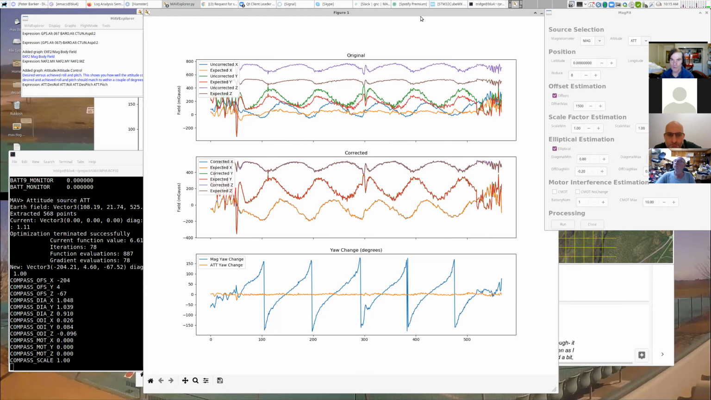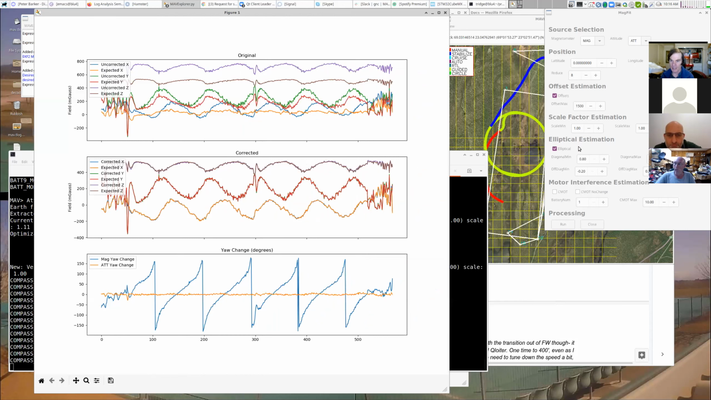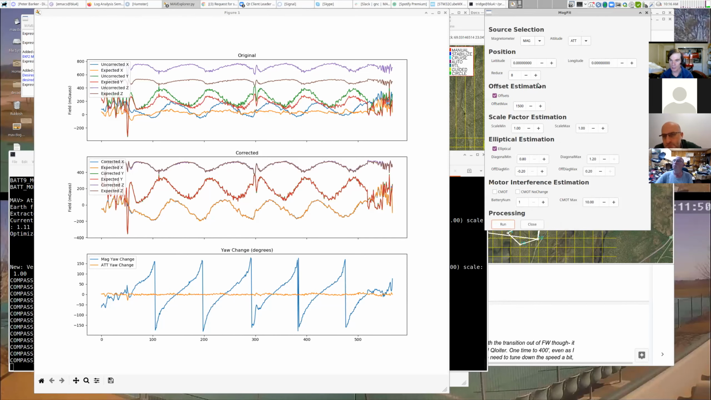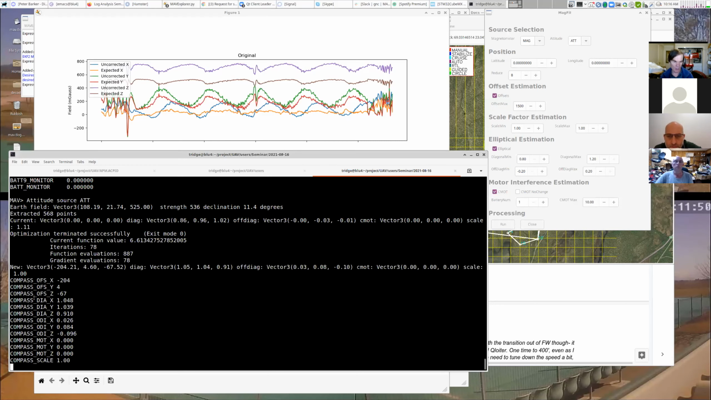But it's particularly useful for planes that have significant motor interference, which we couldn't do on this log because of lack of battery, because we don't have a motor interference tool for plane that you can do on the ground. We don't have a way to run up the motors and automatically calculate the motor interference. So if you've got a fixed wing aircraft and you want to get that motor interference filled in, the best way to do it is with this tool, and you just tick this little CMOT thing and it will estimate your motor interference numbers and put them into the calculated parameters.